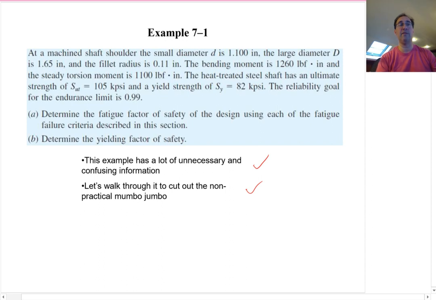First of all, what is it asking for? It's saying that a machine shaft shoulder has basically a step in the shaft going from a diameter of 1.1 to 1.65 inches with a fillet of 0.11. They give you a static bending moment and a static torsion. And they give you the ultimate strength and the yield strength, and they ask what's the fatigue factor of safety and what's the yield factor of safety. That's basically what this is about.